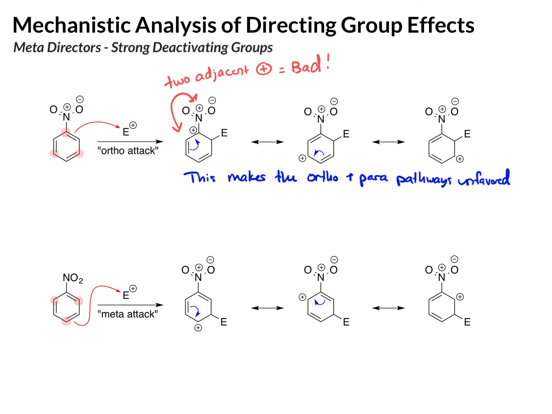What it does is it raises the energy of those 2 pathways to such a degree that they just don't happen. The meta pathway, on the other hand, is preferred because it avoids having the 2 positive charges next to each other.